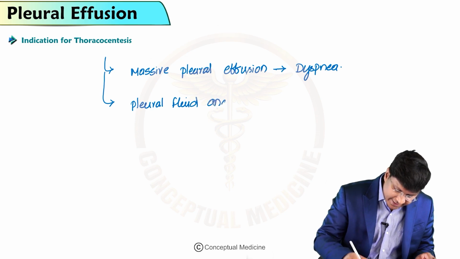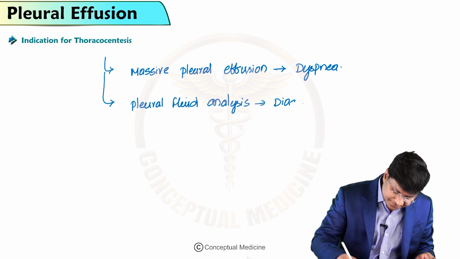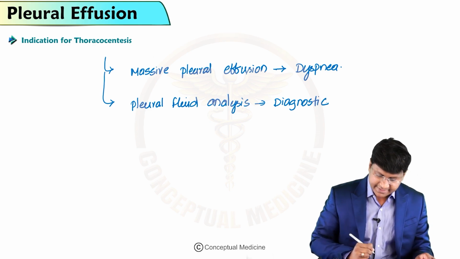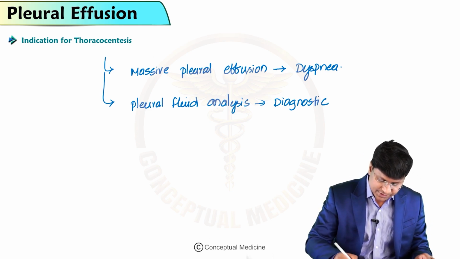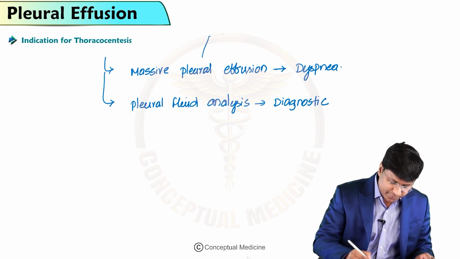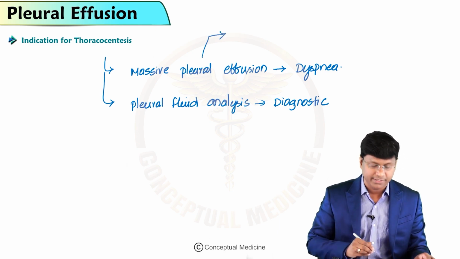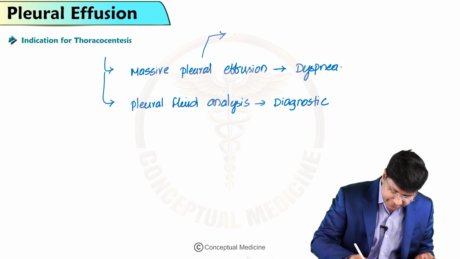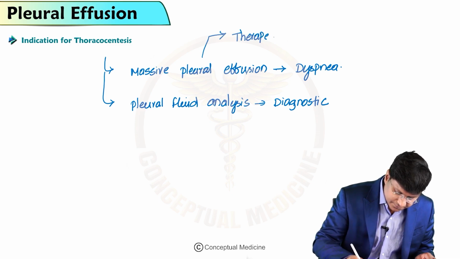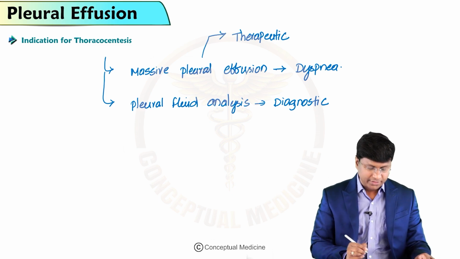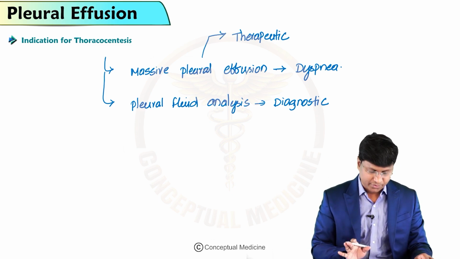So for pleural fluid analysis, this will be your diagnostic thoracentesis. Whereas in massive pleural effusion, the thoracentesis you are doing is therapeutic thoracentesis. So this is the indication for your thoracentesis.